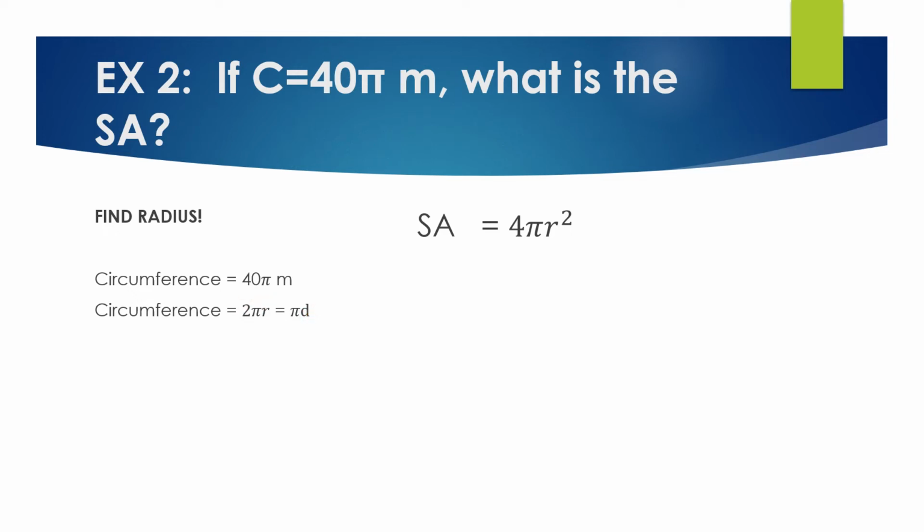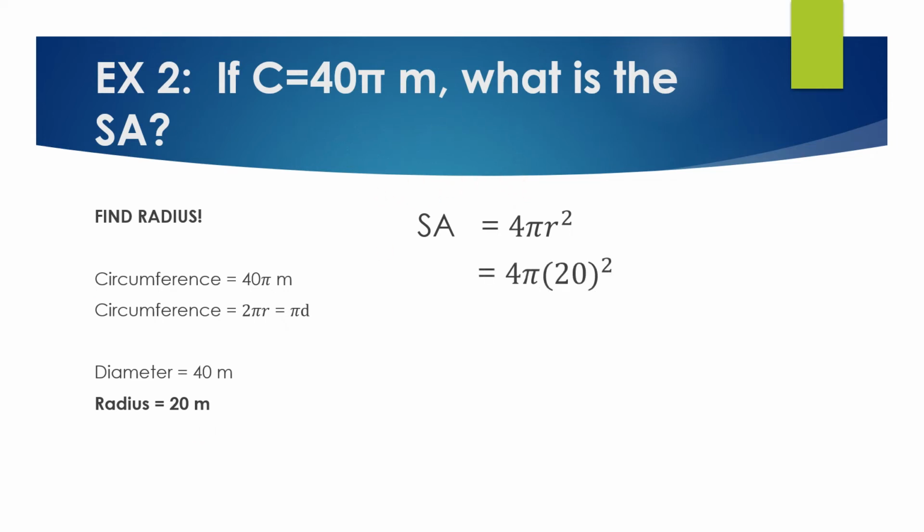Well, what that tells me is that my diameter up here is just 40 meters, right? Because I can basically just take that pi off of it and say, okay, what's left over? 40 meters. And if the diameter is 40 meters, the radius is half of the diameter, and so the radius must be 20 meters. So this is your starting point always: work your way backwards to the radius, and once you know the radius, then you can plug it into the surface area formula.